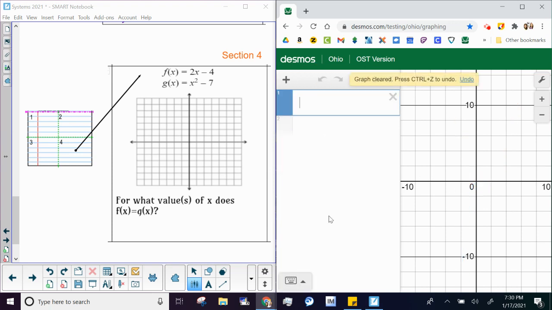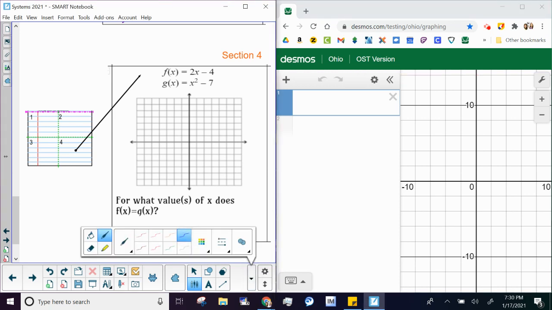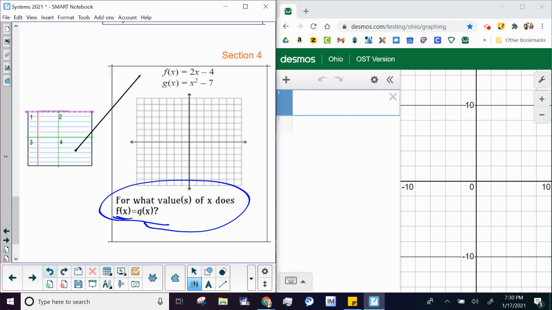Okay, so you're back. This looks really funky, all of these words right here. For what value or values of x does f of x equal g of x? All they're asking us is, when are these two equal? And that's always going to be the solution. This is just another way to ask for the solution. So we're going to do the same thing we always do. We're going to graph it first.